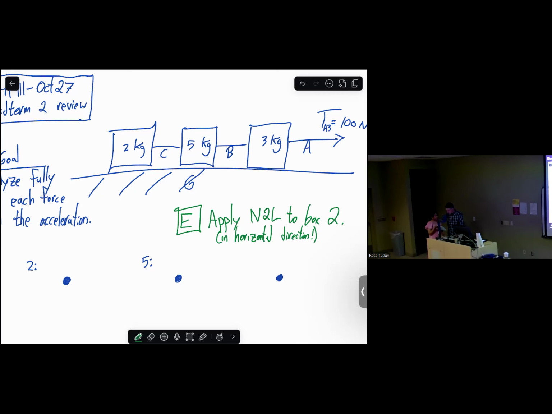You haven't written Newton's second law, you've just written the left-hand side. What's Newton's second law? So where's the M, where's the A? I don't know that right though. That's what we're doing.